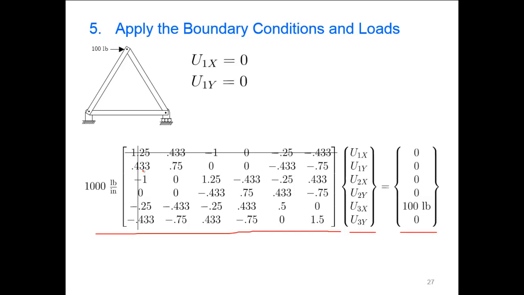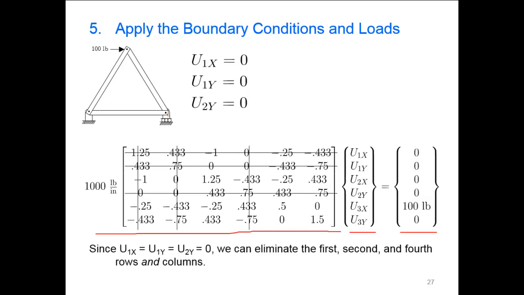And then there's no displacement in the y direction, again, because of the pin joint. So those can go. And then no displacement in the y direction because of the roller joint. So those can go. Because these are all equal to 0, we can eliminate the first, second, and fourth rows and columns. And so we can just whittle it down to just the 3 by 3 stiffness matrix, because the other ones we just ignore. We know they're 0, so we're not going to try to solve for them.